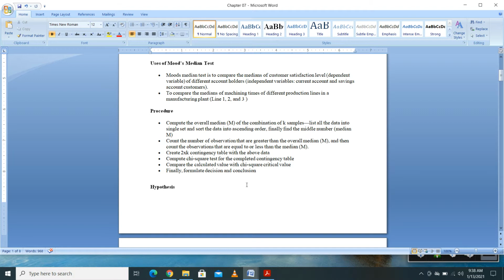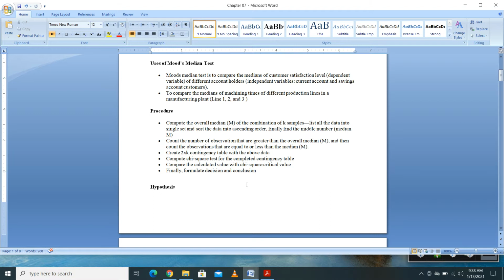Or else, let's say you are working in industry and there is a production line where the products are coming from, let's say, three machines. If you want to compare the machine times of these three machines, whether there is any difference between the median machine times, you can use this Mood's median test.